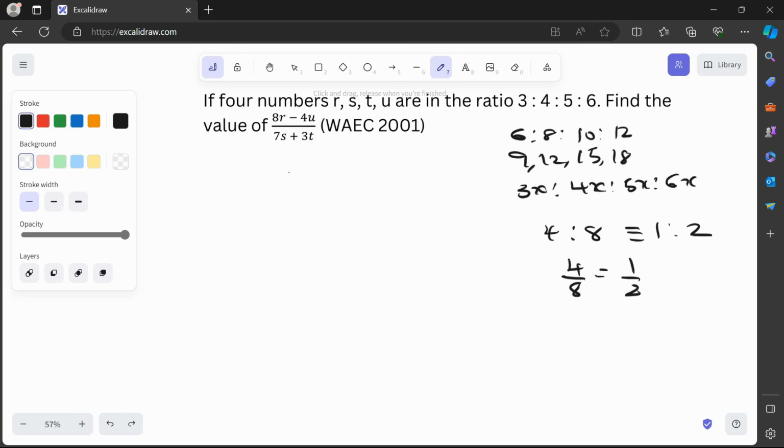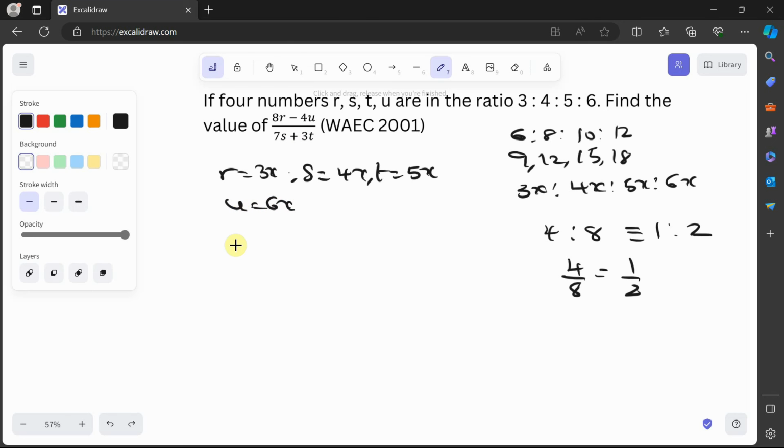So whenever you see this kind of ratio and you're not given an end result, just take it as 3x, 4x, 5x, and 6x. Take it like that. So we know that our R here is equal to 3x, our S is equal to 4x, our T is equal to 5x, and then our U is equal to 6x.